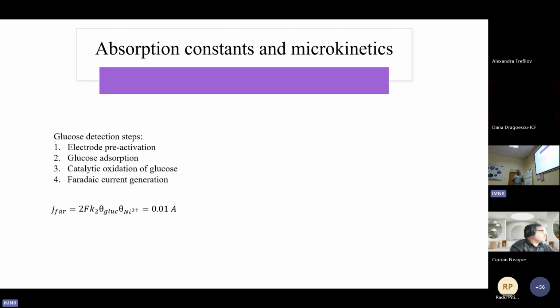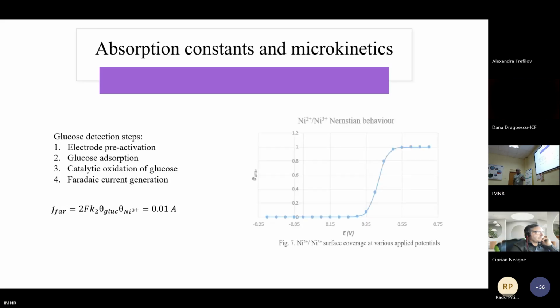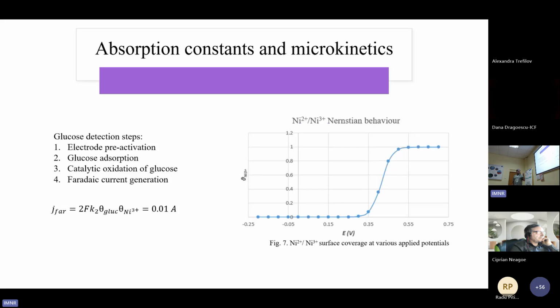It's not the Faradaic current that drives the mechanism, it's a capacitive one. And for the Faradaic current, I simulated the nickel bivalent and trivalent nonequilibrium behavior, obtained the surface coverage curve, which was used for the current calculation.